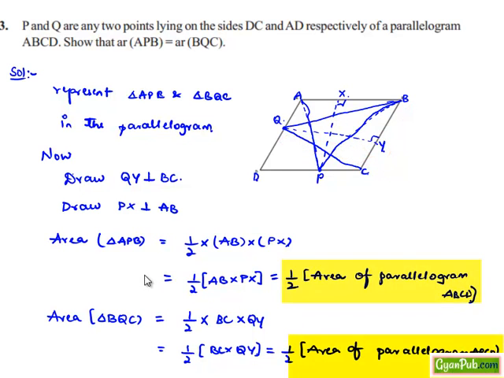Here, the area of triangle APB and area of triangle BQC is equal to half times area of parallelogram ABCD. Therefore, finally, we can say that area of triangle APB is equal to area of triangle BQC. This is what our proof required.